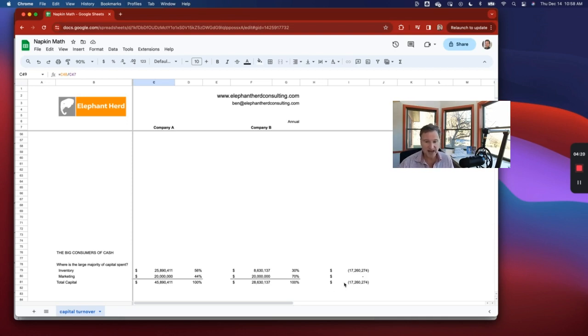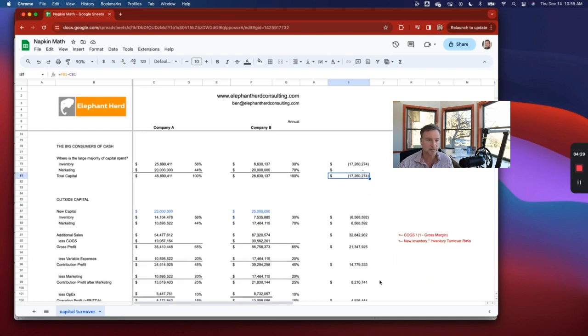So right off the bat, we see this huge discrepancy, right? B requires 17 million less capital over the course of the year to do its thing. That should be full stop right there, right? So if you're borrowing, if you're going on raising, would you rather be in B's position or A's position? Well, B needs 17 million less. Now, I know it's napkin math, but it illustrates the point here.